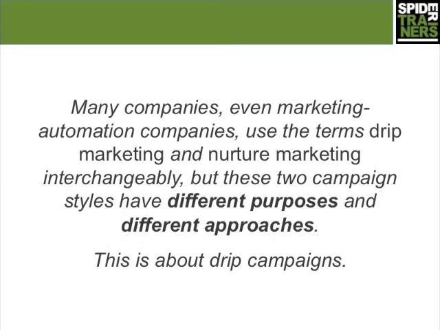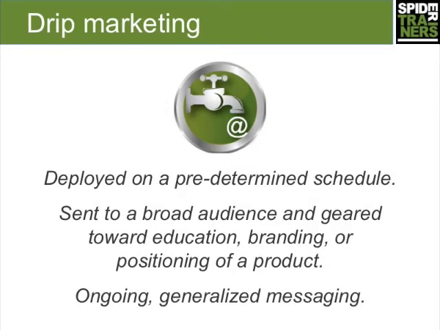Many companies, even companies that specialize in marketing automation, think that drip and nurture marketing are the same thing. But drip campaigns and nurture campaigns have two entirely different purposes and approaches. A drip campaign is deployed on a predetermined schedule. It's sent to a broad audience, usually your entire subscriber list or your entire customer list. It's geared toward education and branding or positioning of your product.